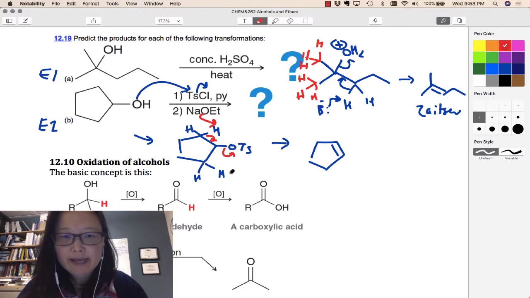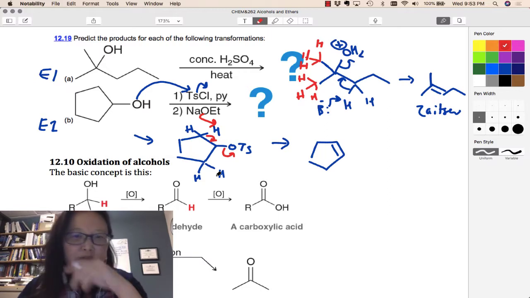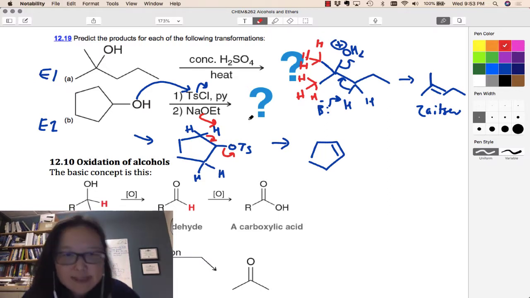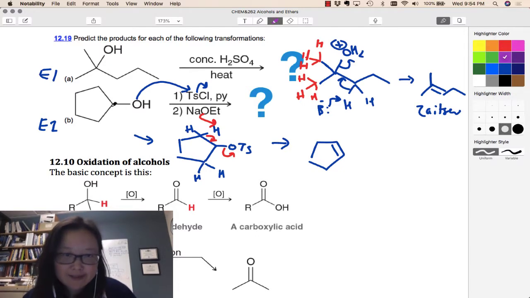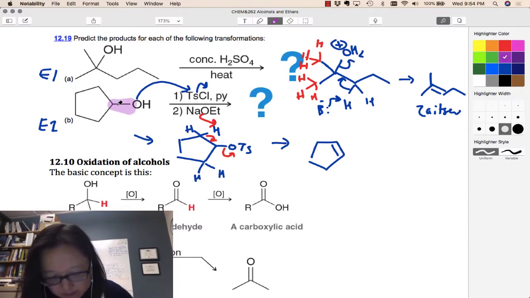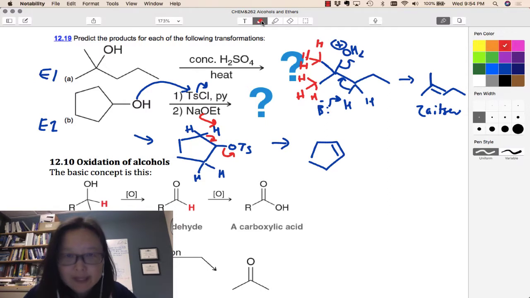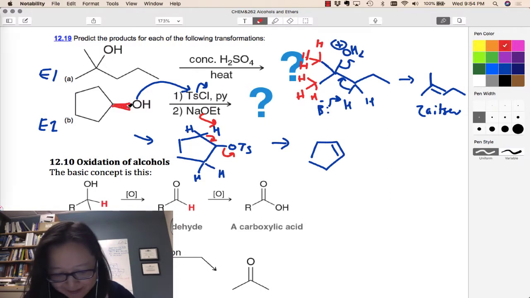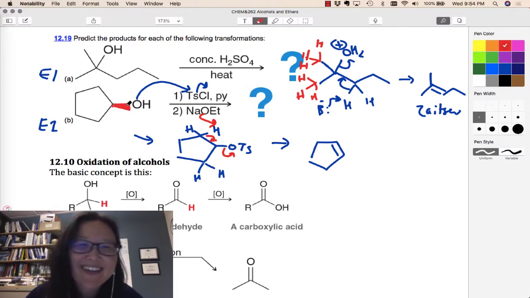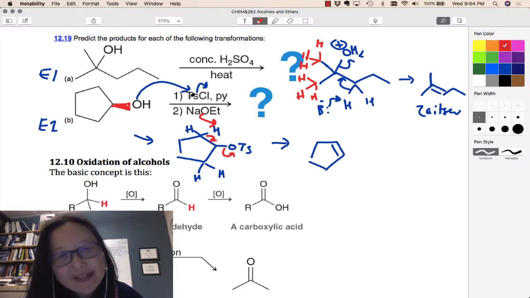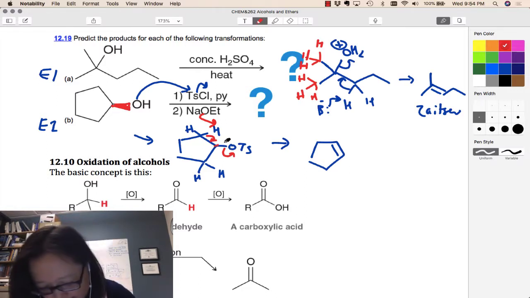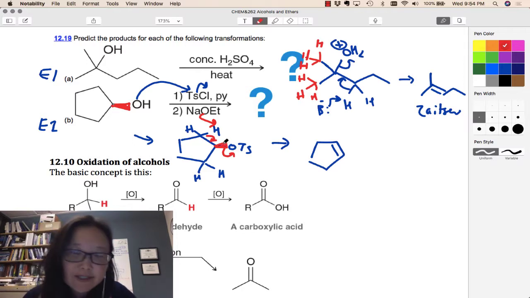Now we have multiple beta hydrogens, but they're all equivalent to each other. They're going to give me the same product. So that's what this does, a strong base grabs one of these 4 beta hydrogens, doesn't matter which. Usually, if there was stereochemistry, though, it would matter. So like if, let's say this problem was changed to give you a wedge here. All right, so here's the wedge. And then we take the OTs, and this is still going to be wedged.